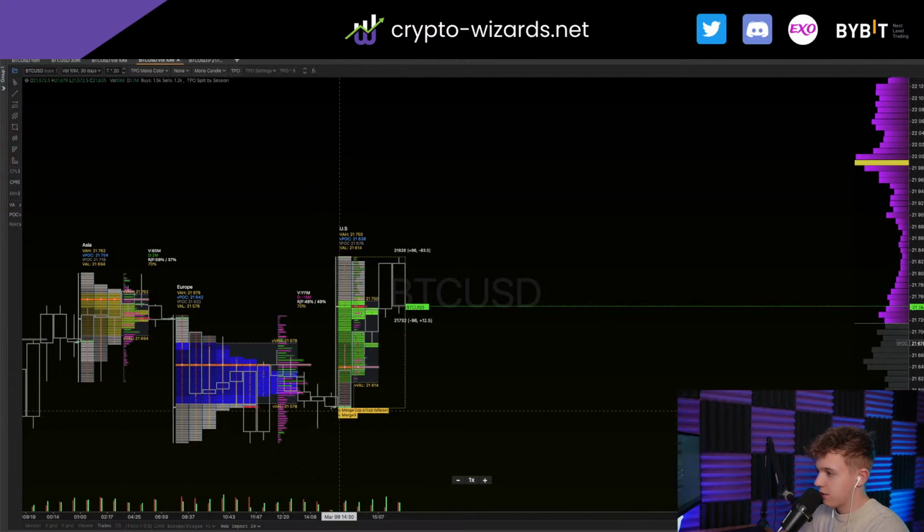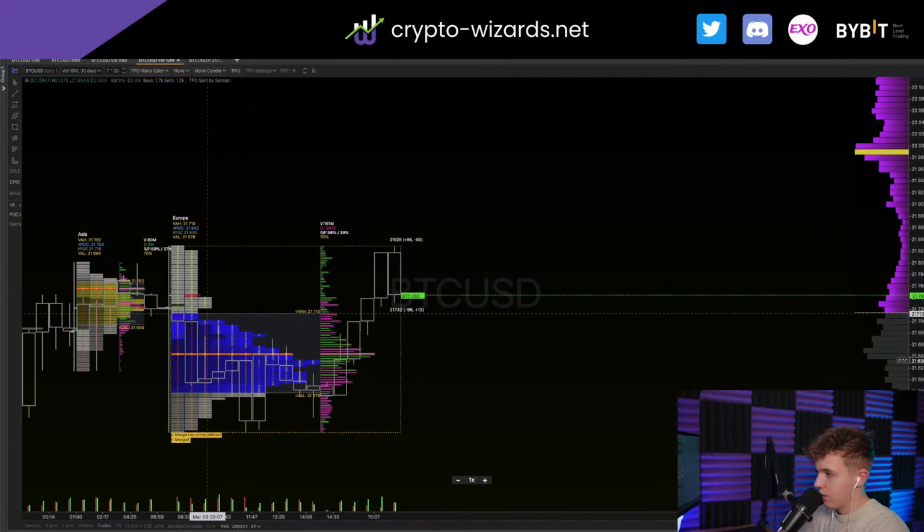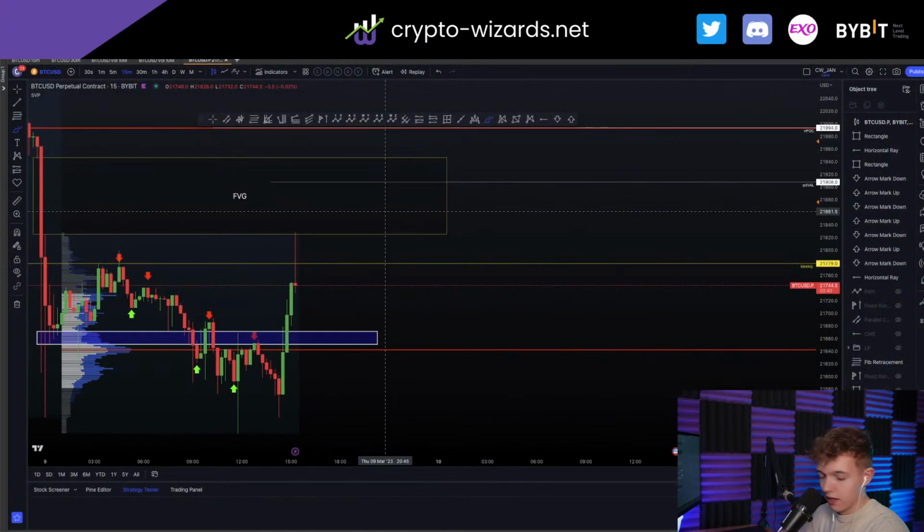If we merge these two sessions together, like this, we are above the London value area high, sorry, value area low, we can lose this level right now. If we'll lose this, then it's definitely a bad sign.